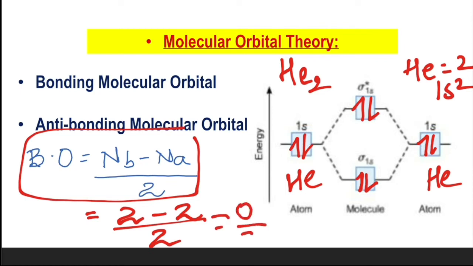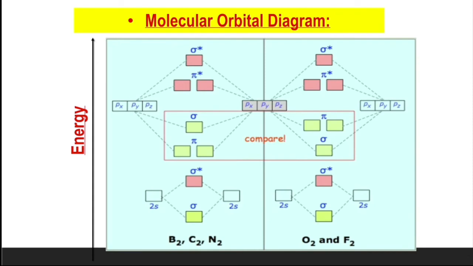That becomes 0 by 2, which is equal to 0. Therefore, no bond is possible in He2. So this molecule is not possible. Likewise, we can draw molecular orbital diagrams of different molecules, but we should take into consideration that the total number of electrons present in them is below 14 or above 14.